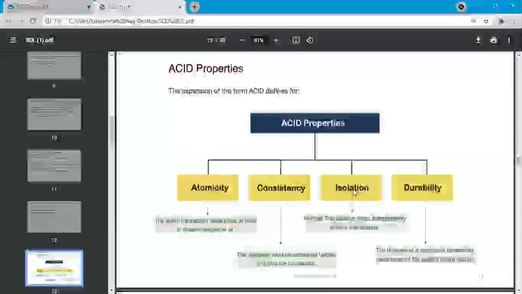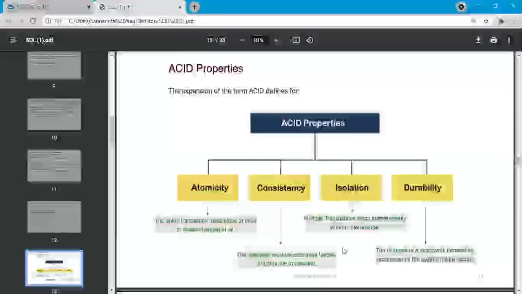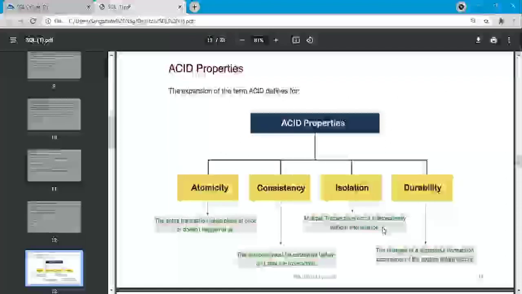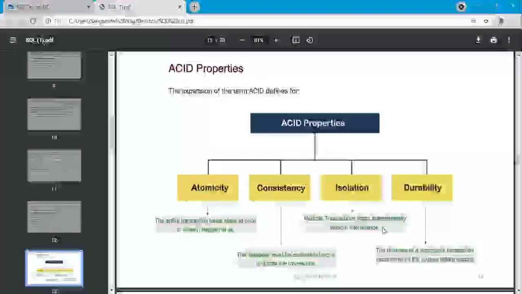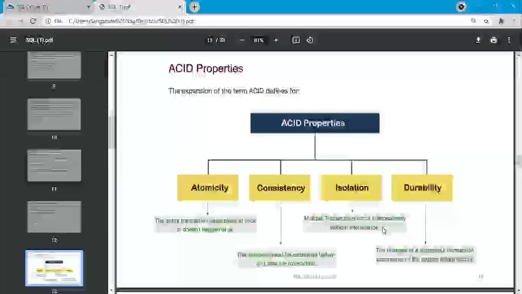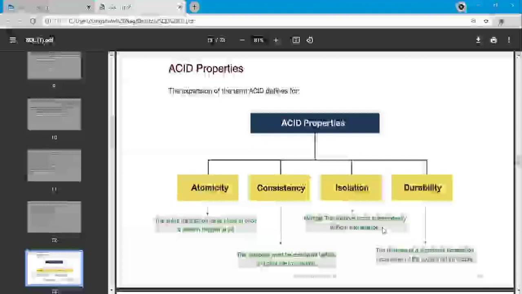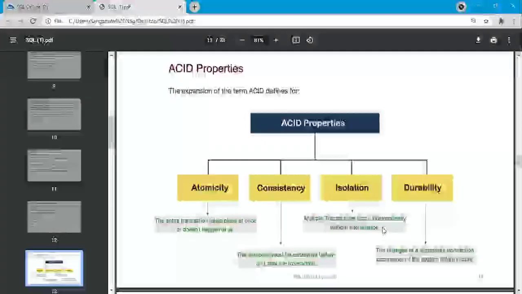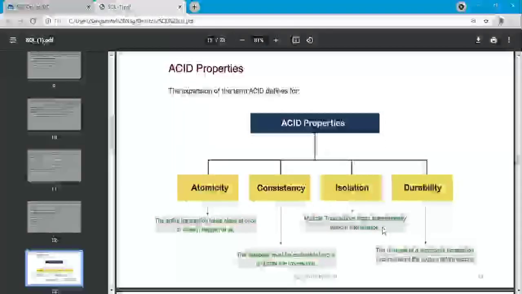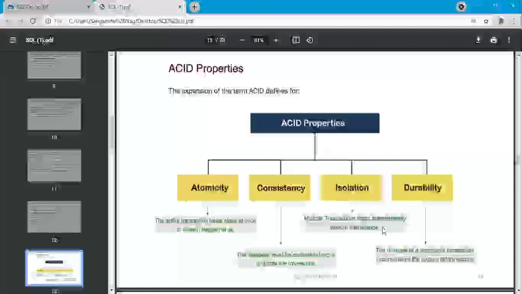Now the next thing is isolation. Isolation means multiple transactions can occur independently without any interference. Let's take the same bank example. Your father is depositing money in your account. You had 100 rupees balance. Your father went to a branch of the bank and deposited 100 rupees in your account. At the same time, you went to an ATM and withdrew 50 rupees.